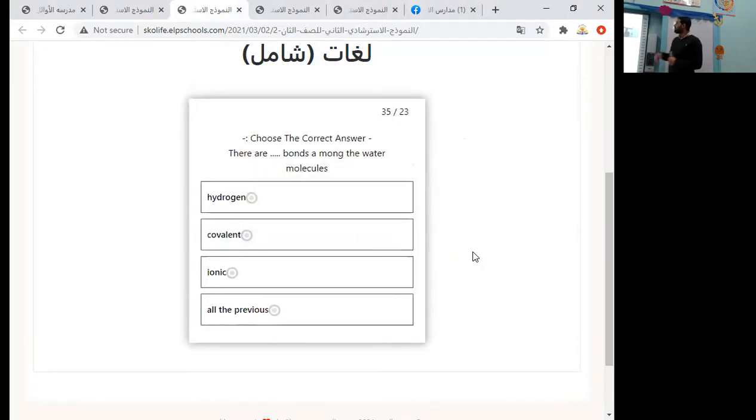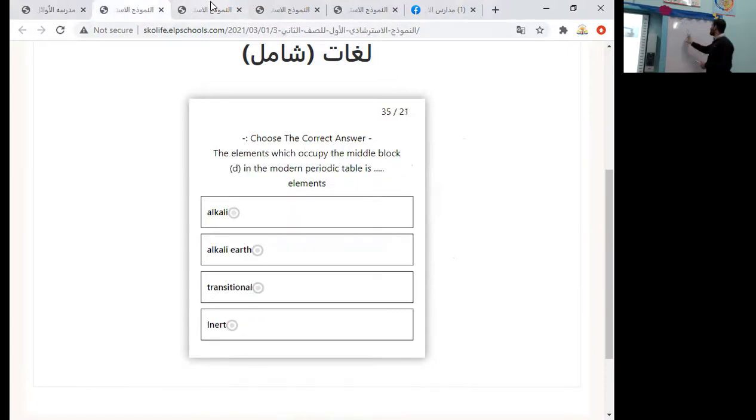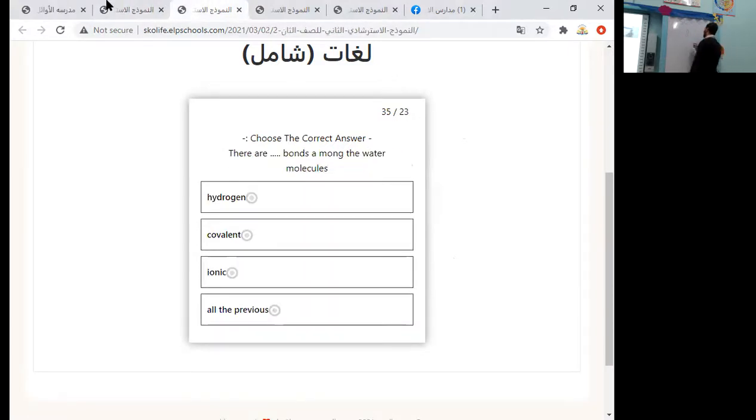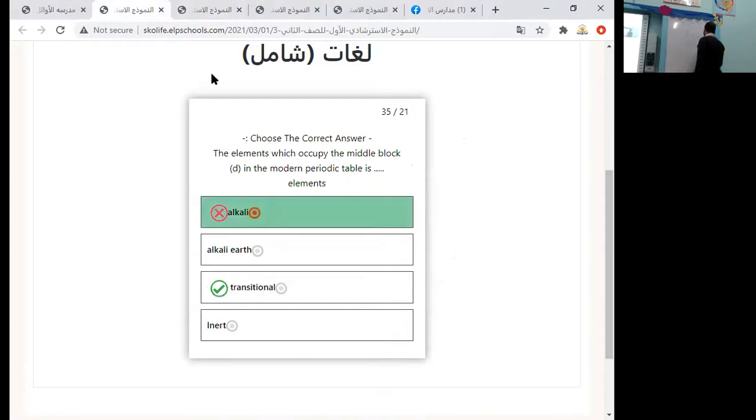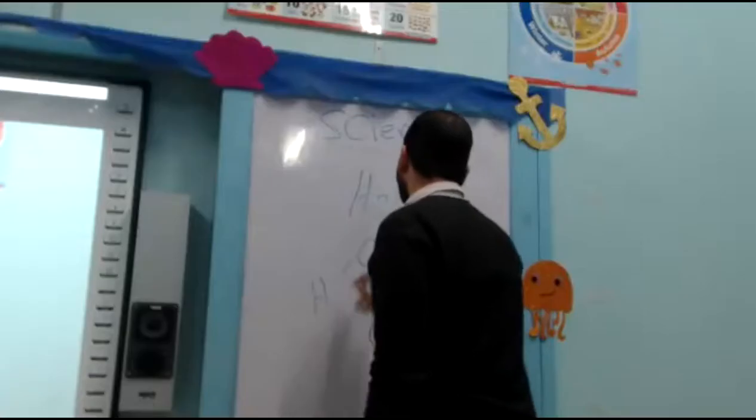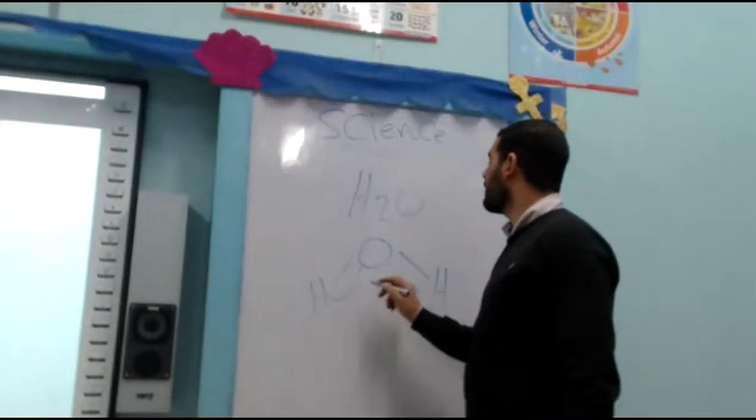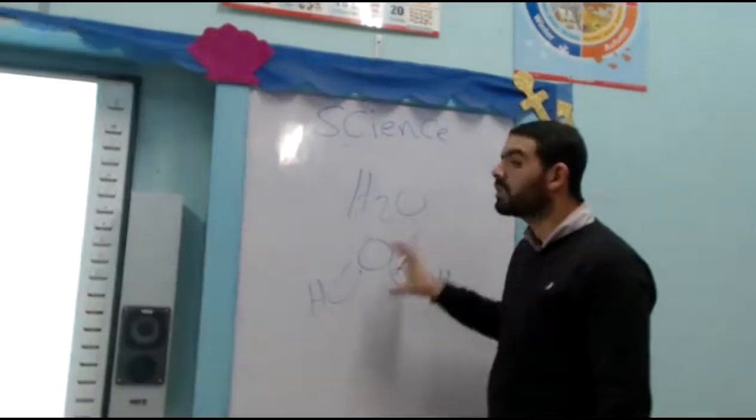Okay. Yes, there are hydrogen bonds among the water molecules. In between water molecules, there are hydrogen bonds or covalent bonds. As we know, water consists of 2 atoms of hydrogen and 1 atom of oxygen. Its symbol is H2O. Okay, it consists of 2 atoms of hydrogen and 1 atom of oxygen. And in its molecule, this bond is a single covalent bond.